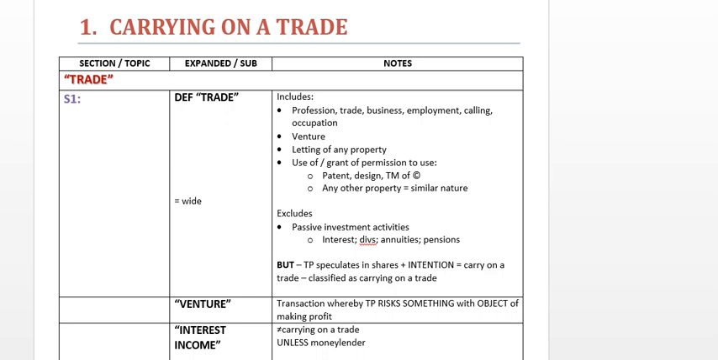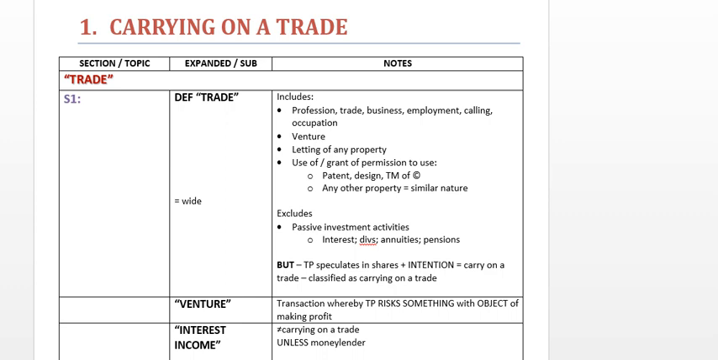So let's start with carrying on a trade. So what is a trade? A trade includes any profession, trade, business, employment, calling, occupation, venture, letting of any property. That's an important one. Use of, grant of permission to use, patent, design, trademark, copyright, or any other property of a similar nature. And it excludes any passive investment activities, so in other words, your interest, dividends, annuities, or pensions.